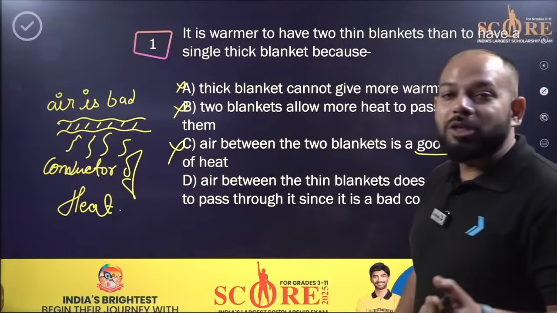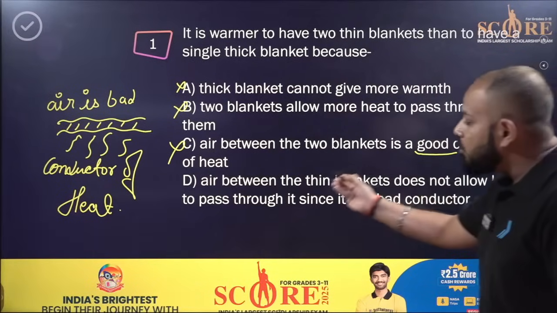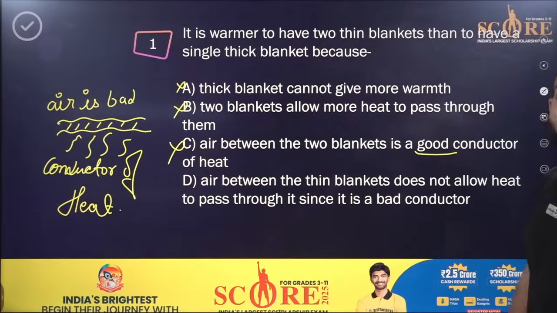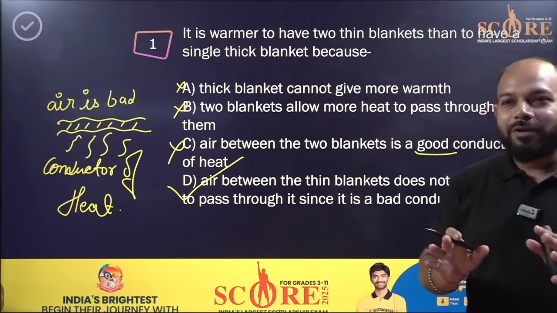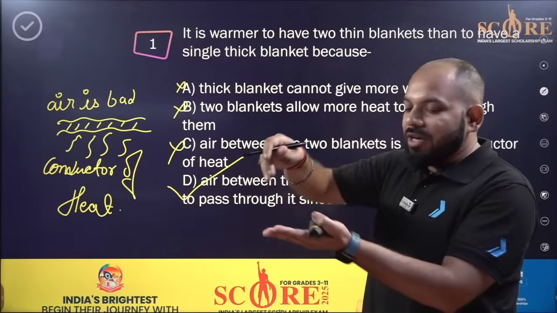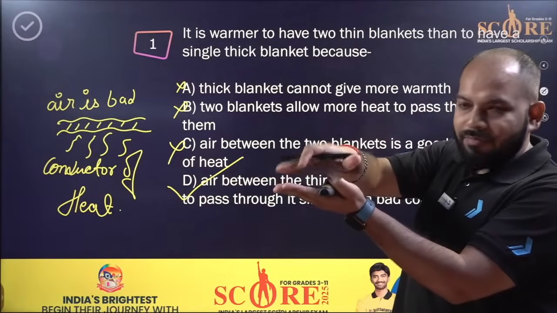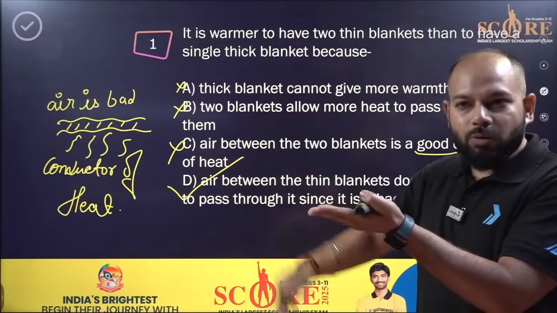So the last option, D: the air between the thin blankets does not allow heat to pass through it since it is a bad conductor. That's exactly the correct one. I hope it's clear to everyone. Because see, I told you, air is a bad conductor of heat. So if you put two blankets one on the other, even thin ones, it doesn't let the heat go out.